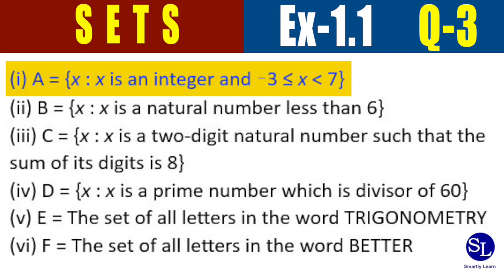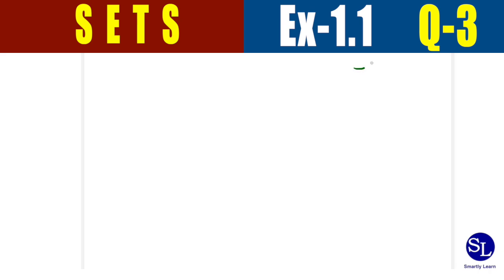A is having elements x such that x is an integer between -3 ≤ x < 7. So let us take that definition here: -3 ≤ x < 7. So how do we write in roster form? We use a simple curly bracket. We list all the elements one by one with a comma.